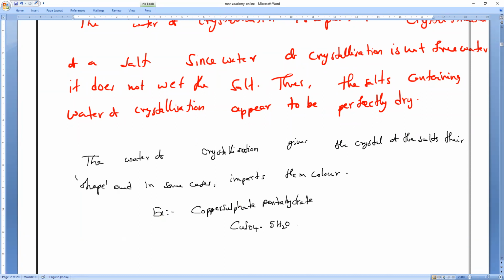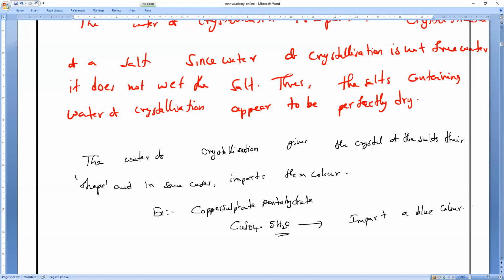The presence of water of crystallization in copper sulfate crystals imparts color. Because of this water of crystallization, it obtains the crystal structure and it will impart the color. Copper sulfate color is very popular, we studied it so many times. What is the color of copper sulfate? Blue color.